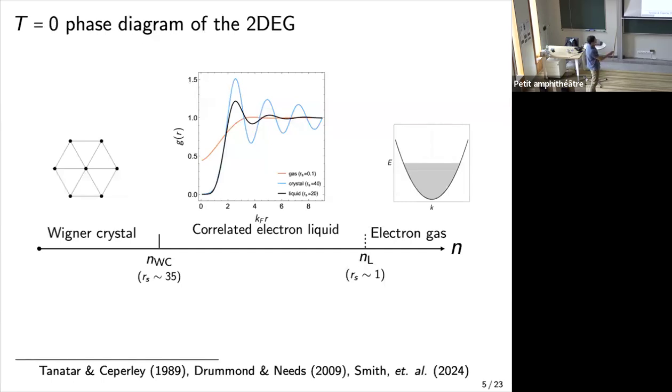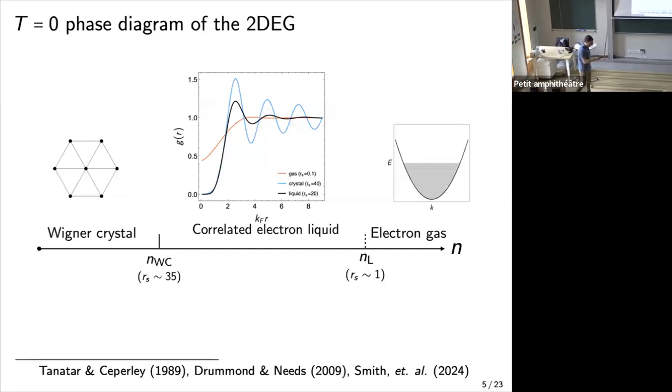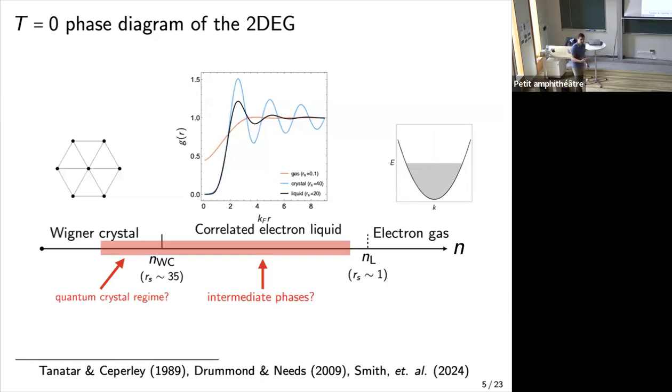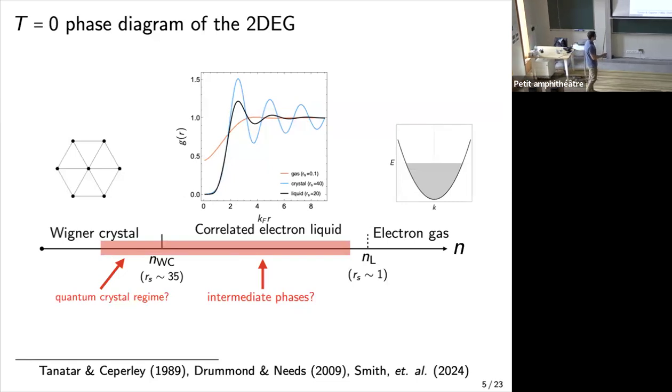What's interesting is that in this correlated liquid regime, that's the black curve, this is at RS equals 20, just a representative value in this range, you see that the pair correlation function retains much of the structure of the proximate crystalline phase. So this is one way of quantifying what one means by a strongly correlated liquid. Even though we understand the asymptotic regimes quite well, it's precisely in this correlated liquid regime that there are still open questions. One outstanding question, and one that's still being addressed today, is are there intermediate phases between a homogeneous electron liquid and a Wigner crystal?